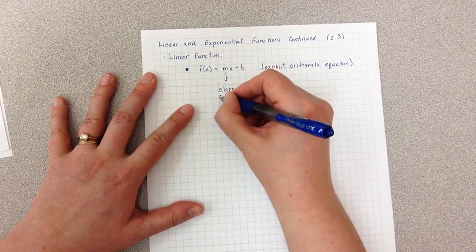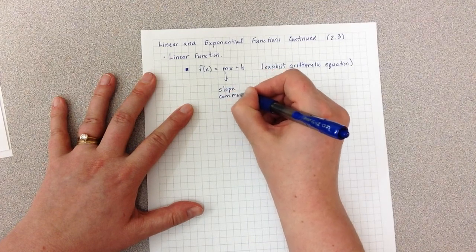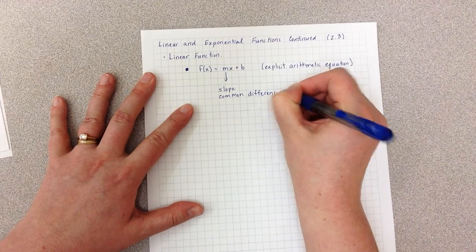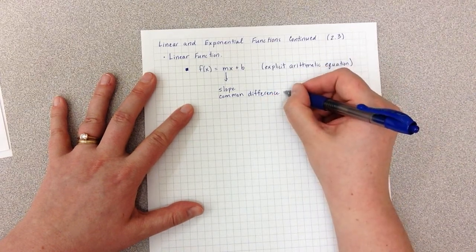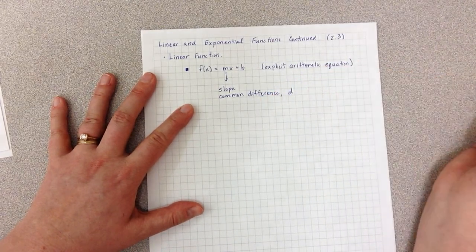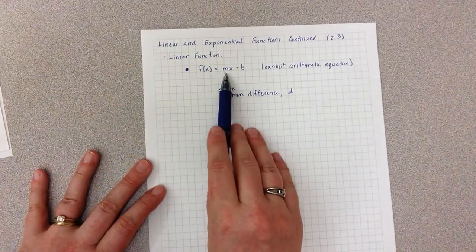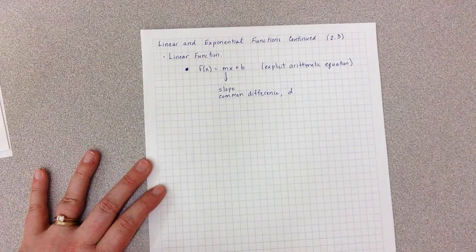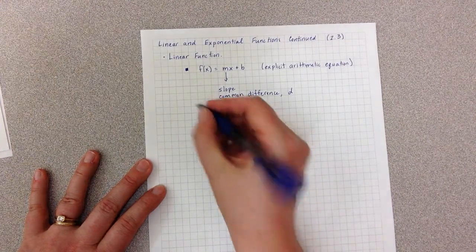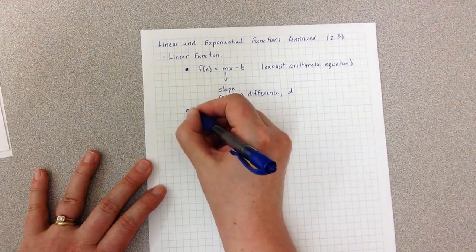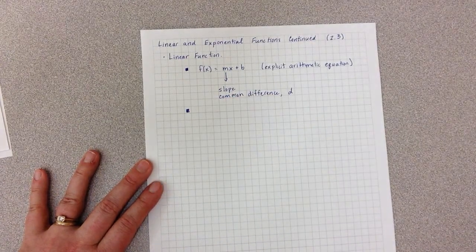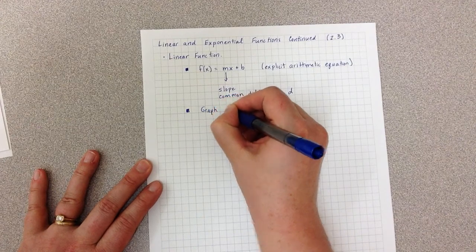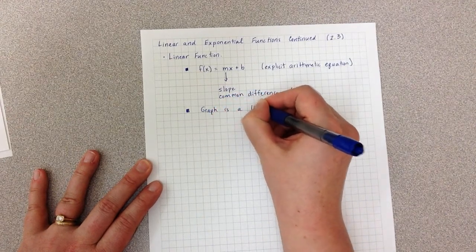And it's often what we talk about as our common difference, which again, you'll remember in the last chapter, we called that d. So now we're going to start using the letter m when we're talking about linear functions as opposed to arithmetic equations. The other thing to note when you're working on linear functions is that the graph is a line.